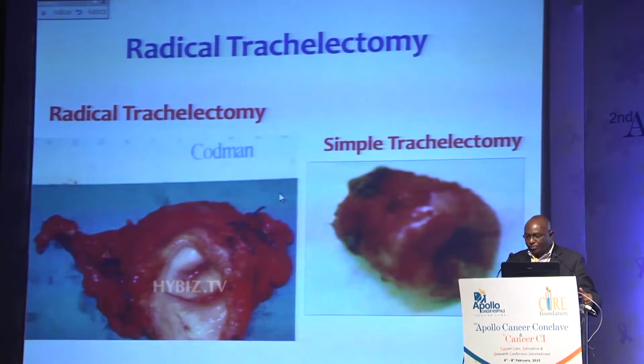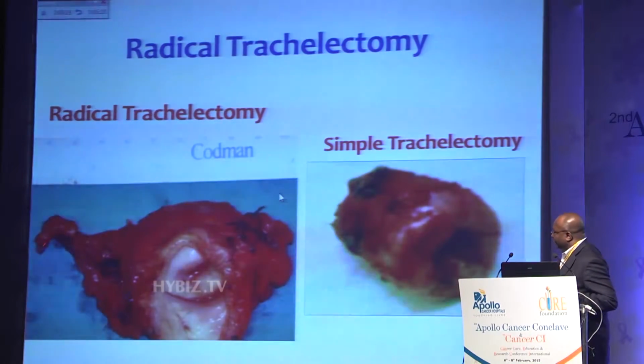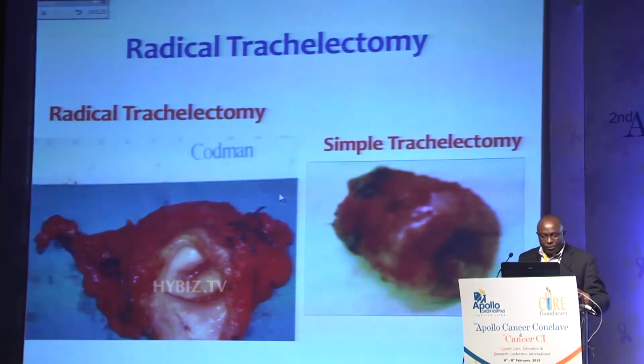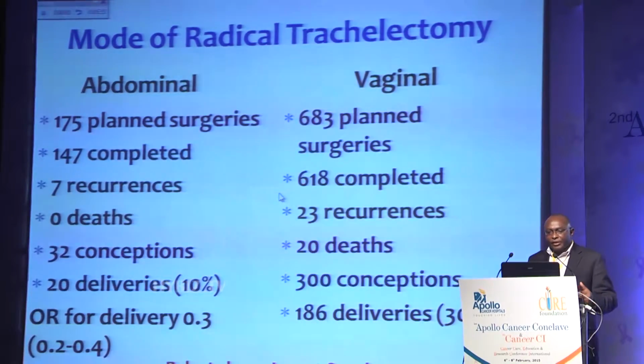The difference between the simple trachelectomy and radical is shown here, where now you're taking some parametrium, you're taking the entire cervix and the upper vagina as well. Trachelectomy could be done abdominally or vaginally. And as you know, there are advantages of abdominal versus vaginal trachelectomy. And this is well summarized in a fairly recent paper by Rob et al. in Lancet Oncology, where they reviewed abdominal versus vaginal trachelectomies.